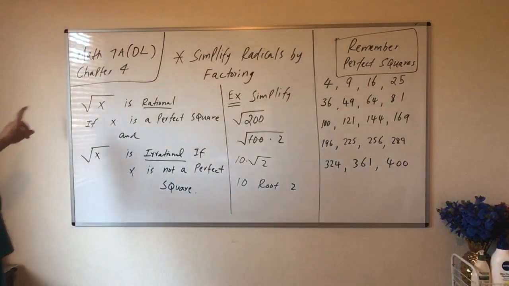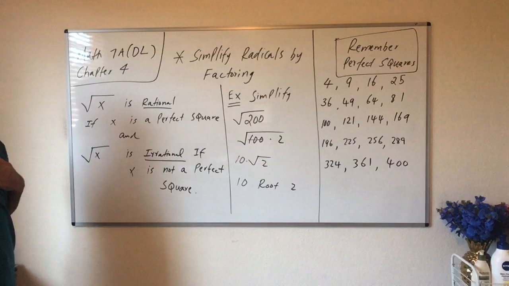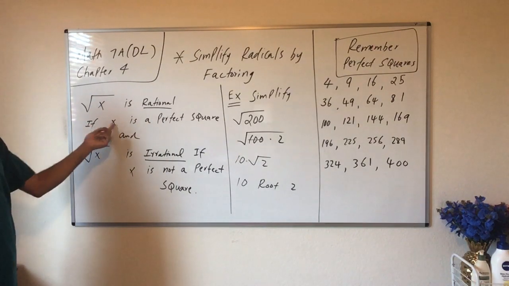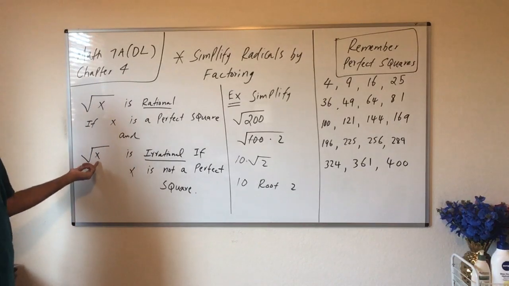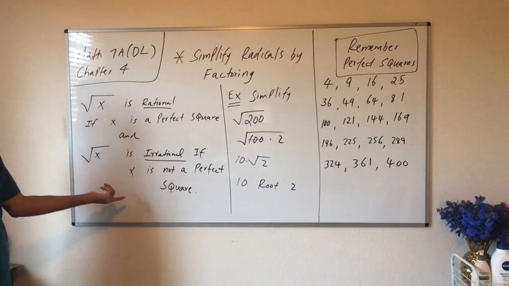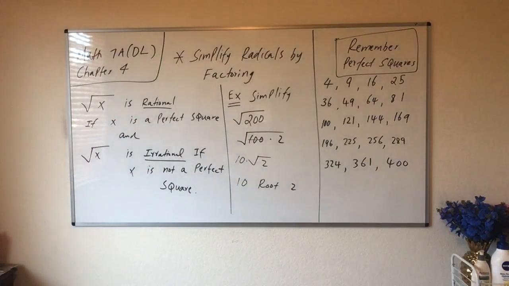Also remember that in the same chapter they talk about rational and irrational numbers. The square root of x is rational if x is a perfect square, and the square root of x is irrational if x is not a perfect square. What does not a perfect square mean? 6 is not a perfect square because 3 times 2 is 6. But to be a perfect square, you must have identical factors.